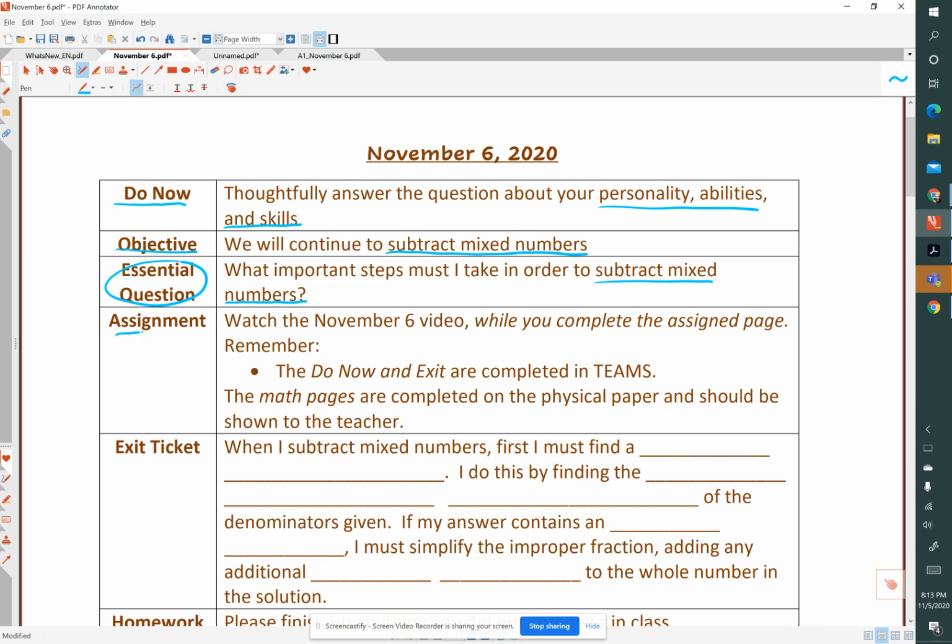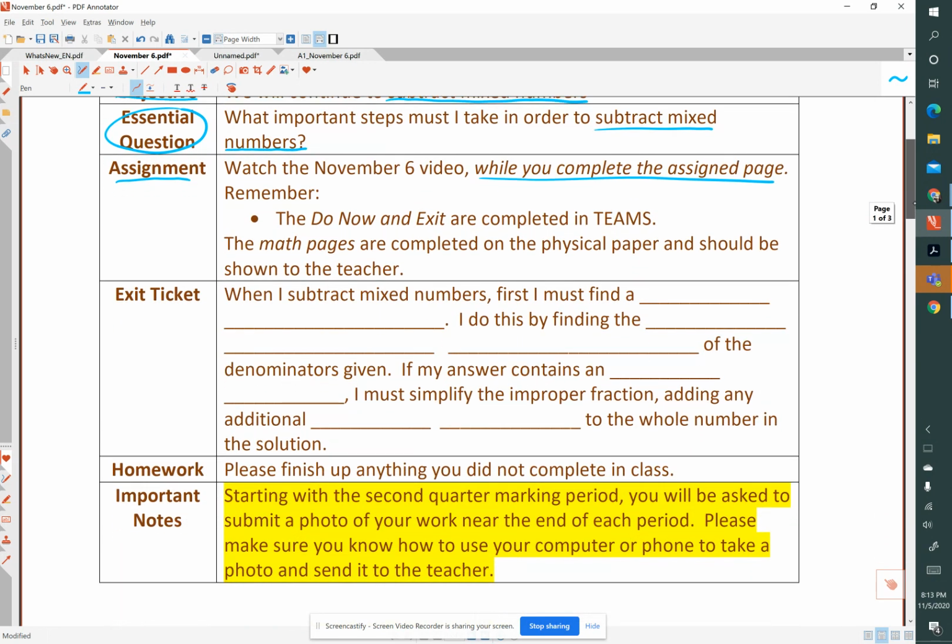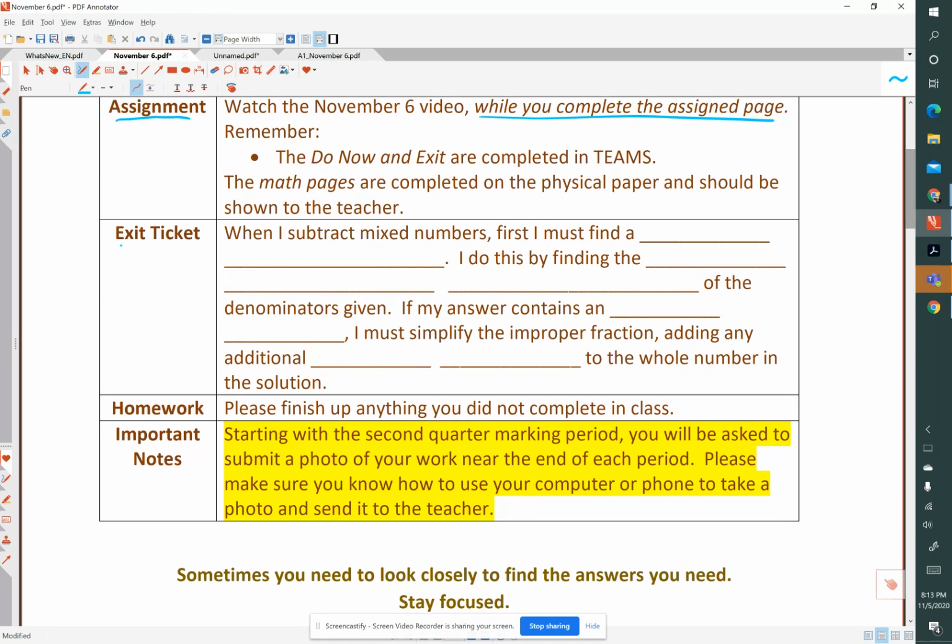Our assignment today will be to watch our video. Please do this while you complete the assigned page. We work our do now and our exit in teams, and our math pages are completed on physical paper, and you can show those to me later on. We're going to do a fill in the blank for our exit ticket today.